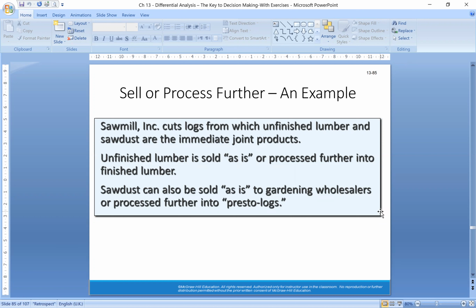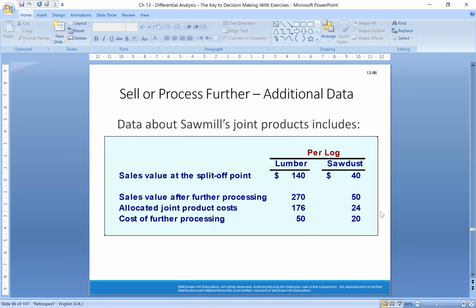Unfinished lumber is sold as is or processed further into finished lumber. Sawdust can also be sold as is. As is means what? Before further processing, okay? It can be sold to gardening wholesalers or processed further into presto logs. Now, we need this information.